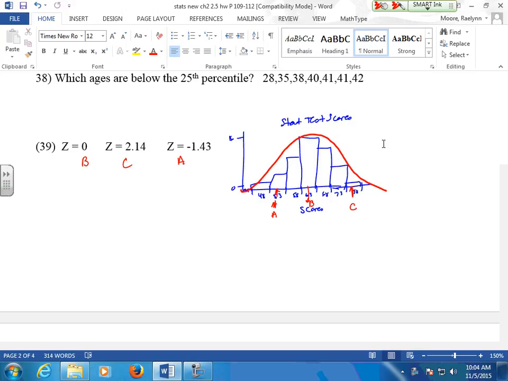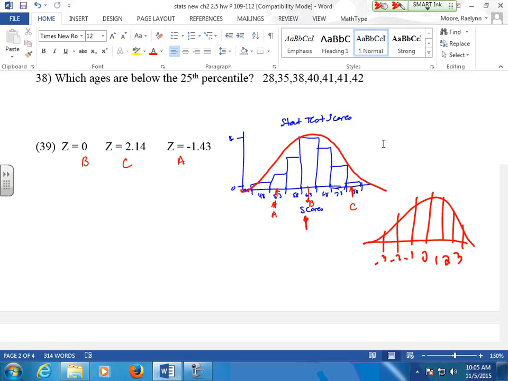They asked you where would the z-score of 0 fall? That would be your B, smack in the middle of your curve, right? That would be where your 0 is. Your z-scores go 0, 1, 2, 3, and -1, -2, -3. Okay.